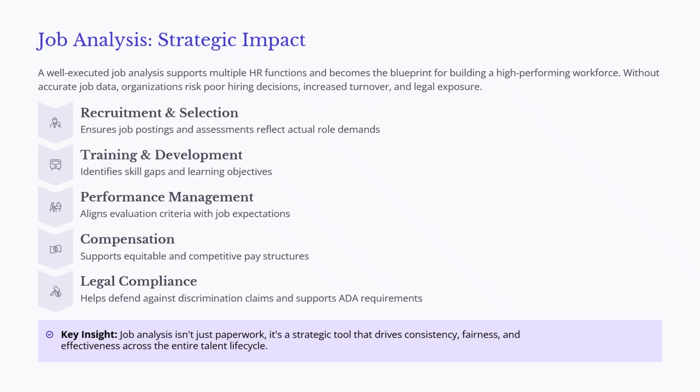Performance management. This aligns evaluation criteria with job expectations so that we can help people evaluate where they are in terms of success metrics. And then compensation. This supports equitable and competitive pay structures when the job analysis is done correctly. And number 5, which happens to be the foundation of it all, and really one of the most critical, is the legal compliance. This helps defend against discrimination claims and supports ADA requirements and helps us identify what are the essential job functions, which will come up quite often.